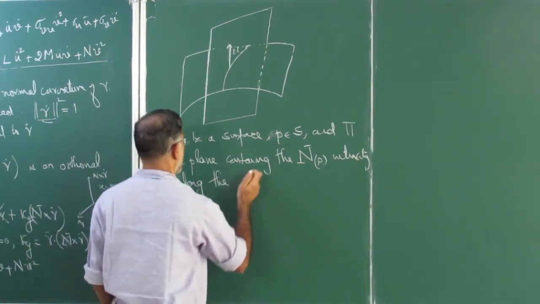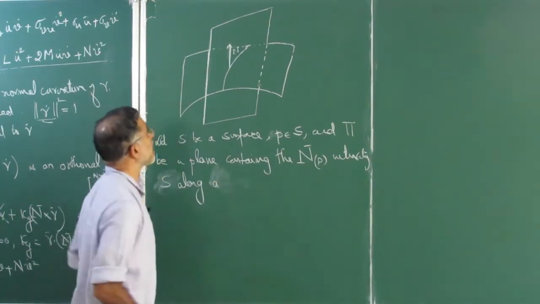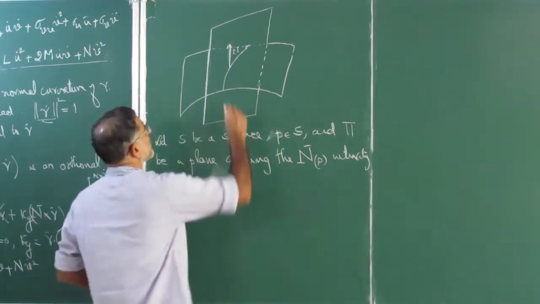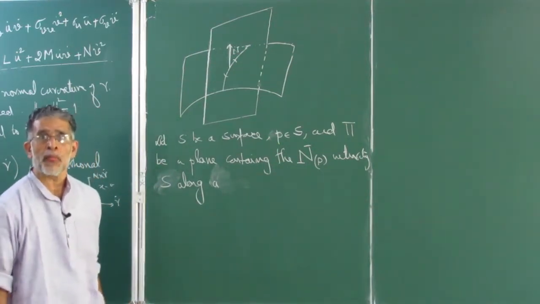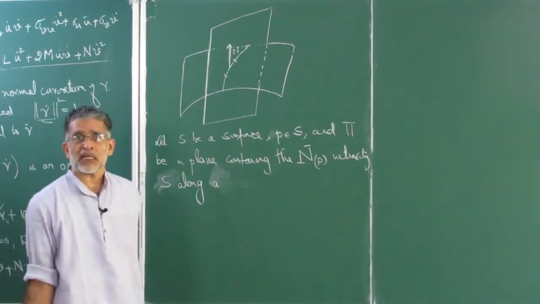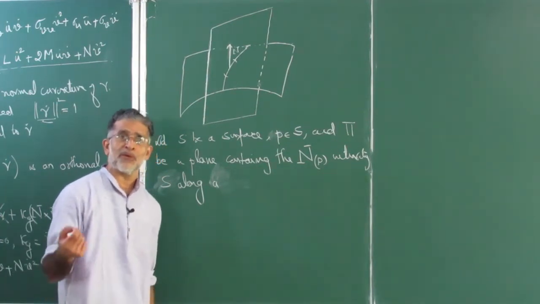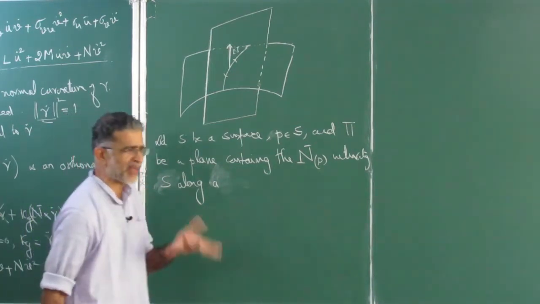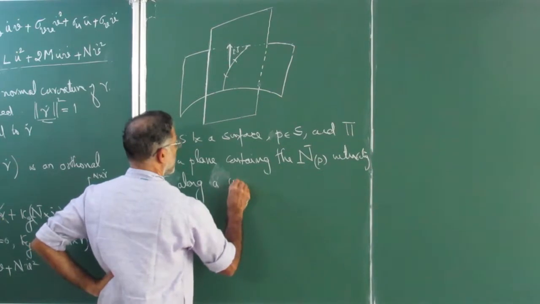Along a curve. See this curve, the surface may be big, here and there it might intersect. We are not worried about it. We are only interested in a small curve around the point P. Other places it may intersect the plane, it may even touch at some places, but we are not worried about that.